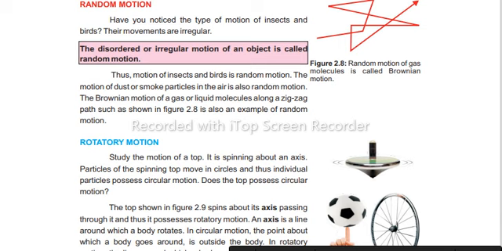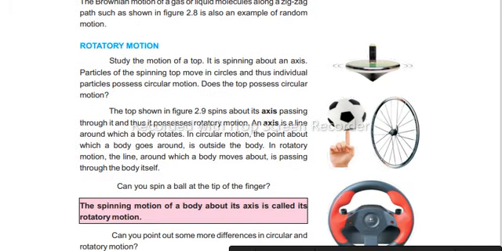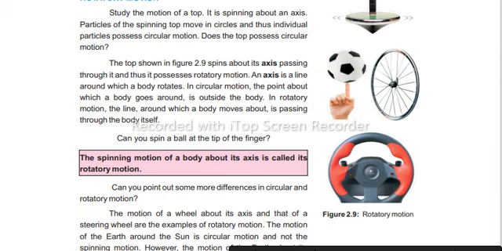So now we move towards the next type, and this one is rotatory motion. Study the motion of the top. It spins about an axis. Particles of the spinning top move in a circle, and thus individual particles possess circular motion. The top is shown in figure 2.9. It spins about an axis passing through it, and thus it possesses a rotatory motion.